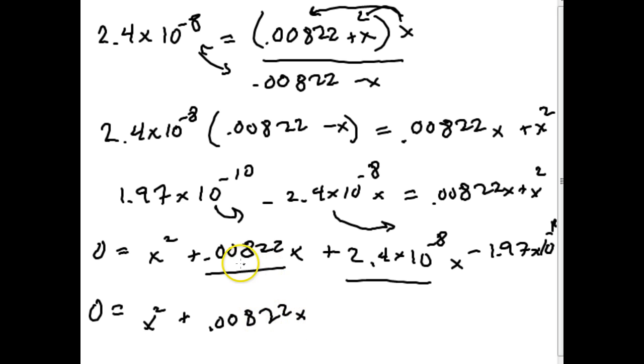X squared plus 0.00822x. Okay, now notice that 0.00822 is 8.22 times 10 to the minus 3. That means this 2 is in the 10 to the minus 4 position, this 2 is in the 10 to the minus 5 position, and that means 10 to the minus 8 is not even going to touch it. So that's negligible. Minus 1.97 times 10 to the minus 10. Okay, that's my quadratic equation.